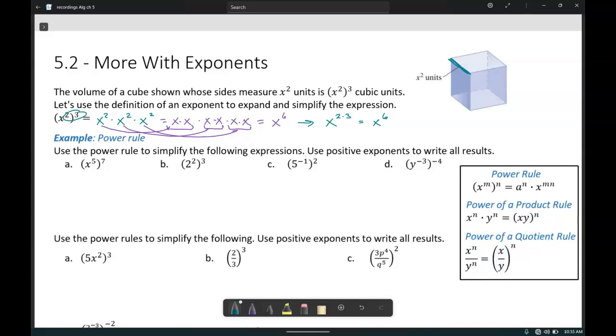x to the 5th to the 7th power is the same as x to the 5 times 7, which is x to the 35th. Next we have 2 to the 2 times 3, which is 2 to the 6th. We can actually simplify that as 64. 5 to the negative 1 times 2 is 5 to the negative 2, which is 1 over 5 squared, or 1 over 25. y to the negative 3 times negative 4 is y to the 12th.